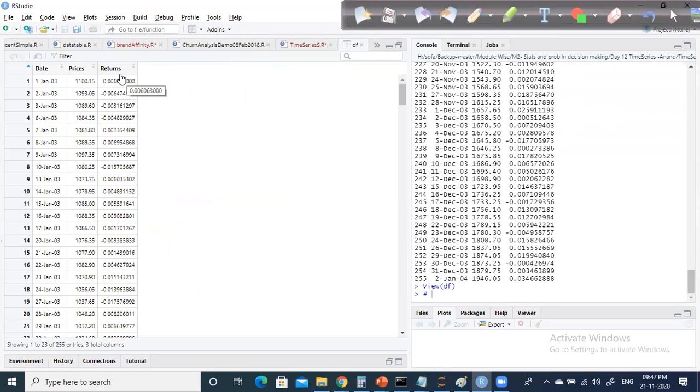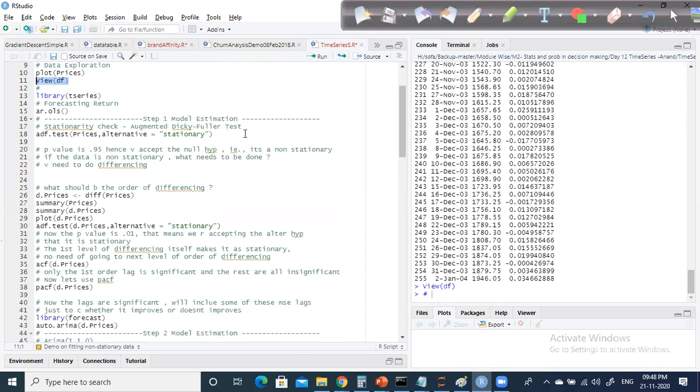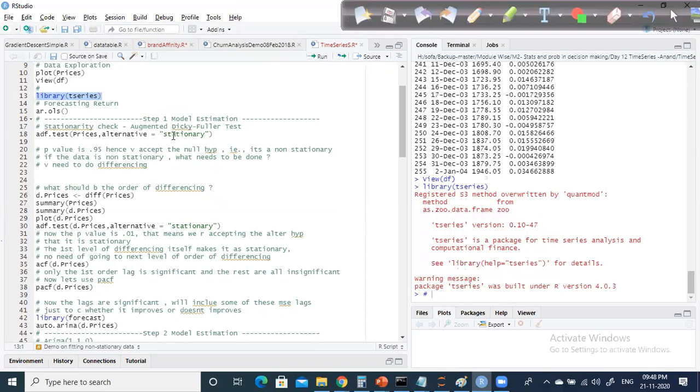We have two columns, prices and returns. So we will forecast the stock price as well as the returns. If I invest, what is the forecasted stock price? That is one aspect. And what return am I going to get? That is also something we are going to forecast. First, I'm going to import the library called tseries. tseries stands for time series. It is already there. Some warnings we can ignore. As long as there is no error, it is fine.